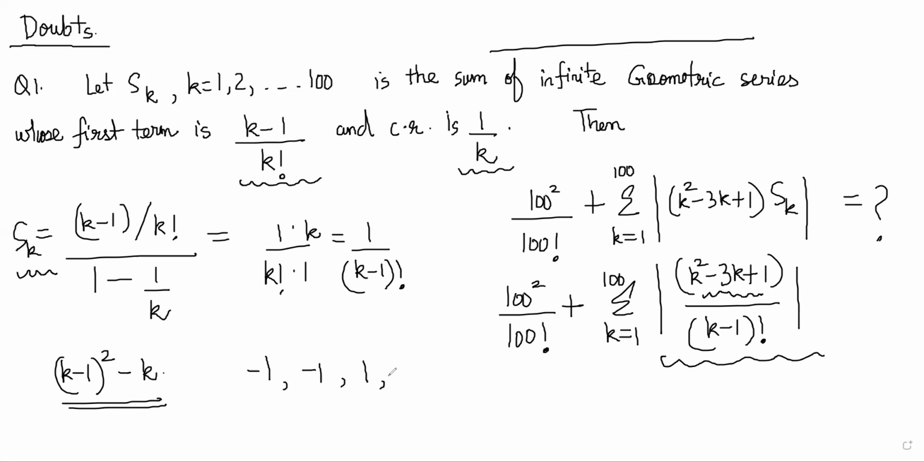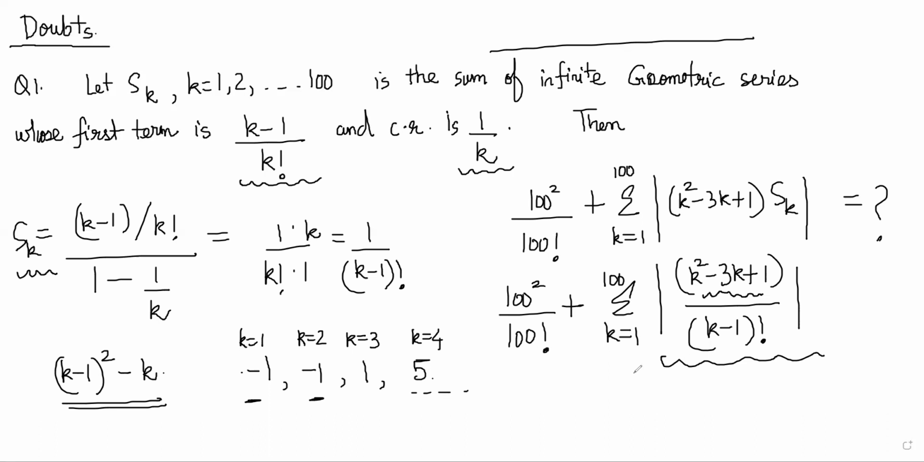For k equal to 4, you're getting 9 minus 4, 5. And now it will be increasing and it will be positive, right? Yes. So the first two terms, k equal to 1 and 2, are the only negative terms. So other terms are all positive. So this modulus has no meaning except for the first two terms, right? Yes.